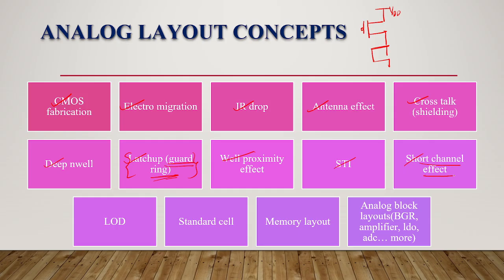Short channel effects means when you are shrinking your transistor day by day, you are now in 3 nanometer technology. Previously it was 900 nanometer or 450 nanometer or 45 nanometer. Then 7 nanometer. As the transistor is shrinking, some problems are coming, and you study about those problems: impact ionization, hot carrier, drain induced barrier lowering, and all those things. Also LOD, standard cells, memory layout, analog blocks. That we will study in the analog layout concepts.